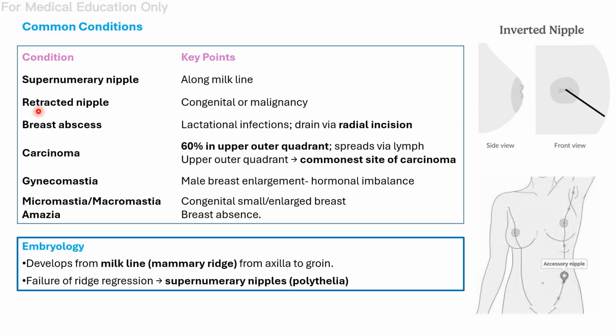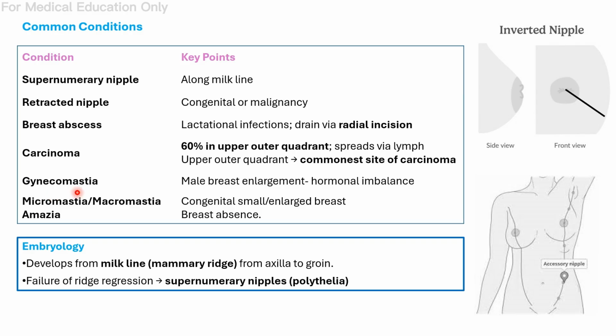The second one is the retracted nipple. You can see this is the retracted nipple. It can be congenital or due to malignancy. And the breast abscess. A breast abscess means fluid collection in the tissue due to lactational infection, and this abscess is drained via a radial incision. You can see this is the radial incision. And breast carcinoma, 60% occurs in the upper outer quadrant and spreads via lymphatics. So the upper outer quadrant is the commonest site of carcinoma.